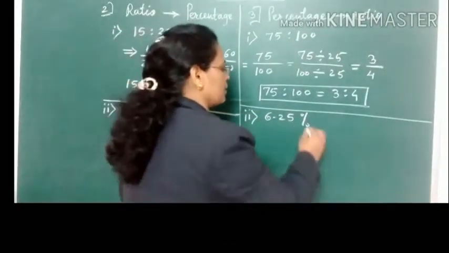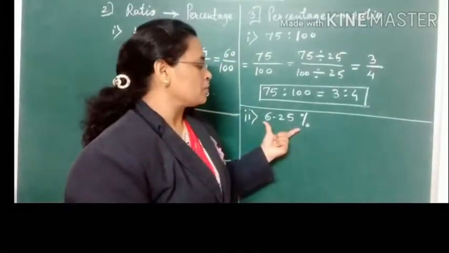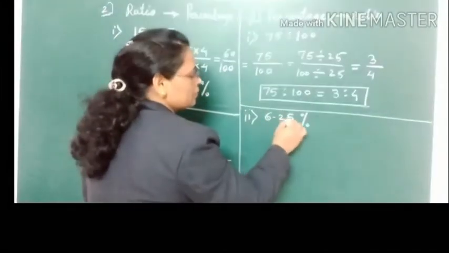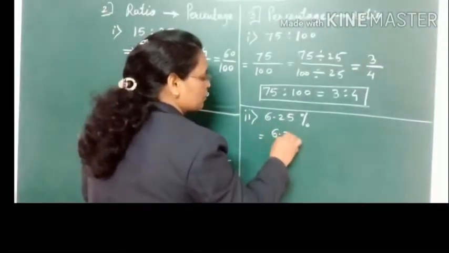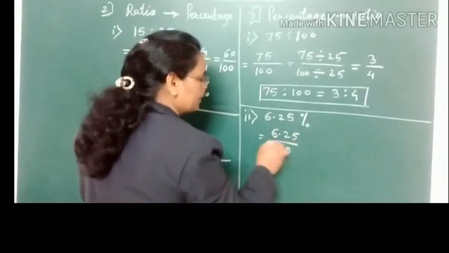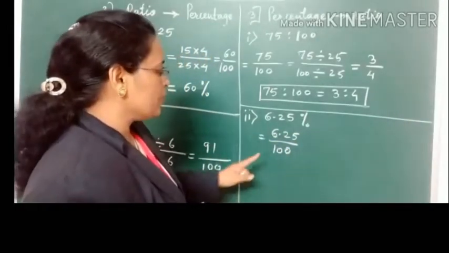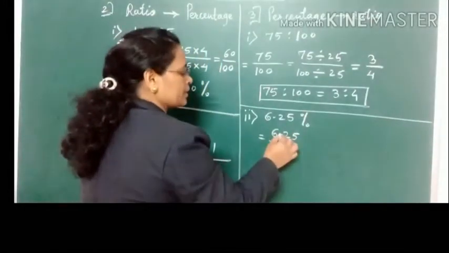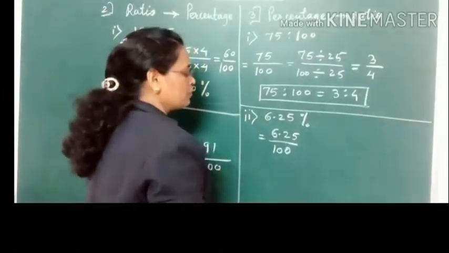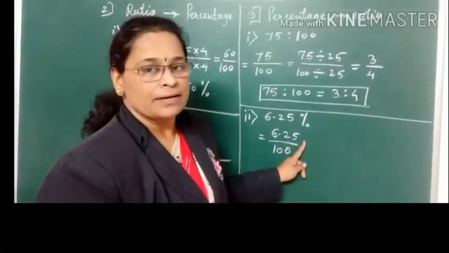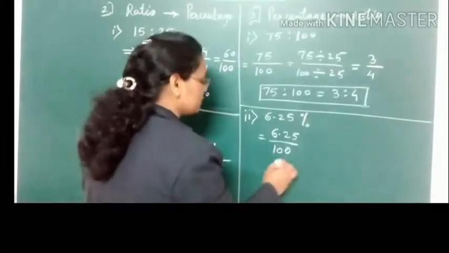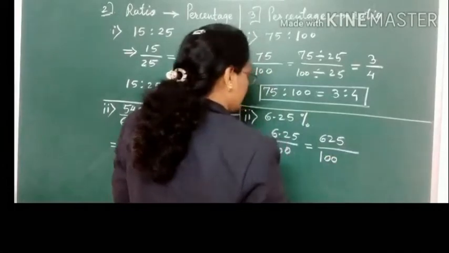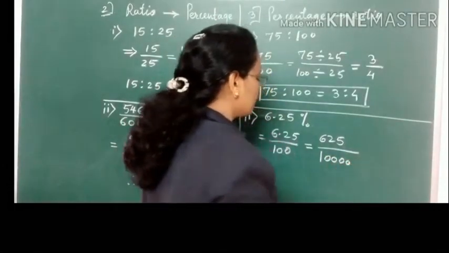The example can be given in the form of this 6.25%. So first of all we have to write it in the form of percent. Now 6.25% means what? 6.25 out of 100. The second term is 100. So here now we have to write this ratio in the reduced form. First of all let's remove the decimal point. If you want, you can multiply by 100, or you can directly put these 2 zeros here. The decimal point can be removed.